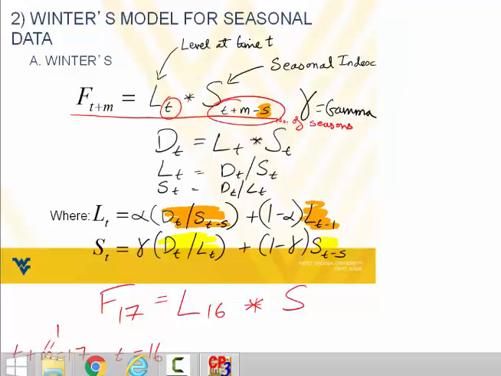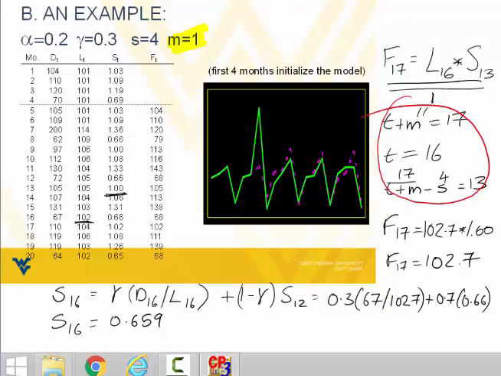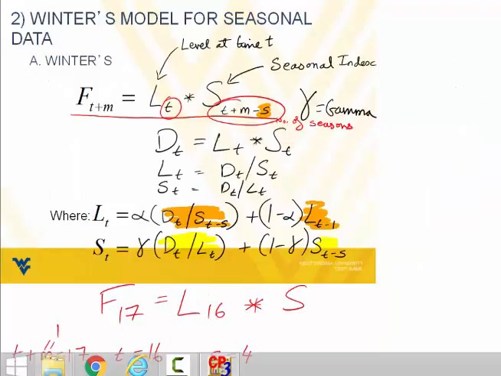I need to know my t plus m minus s, right? So I know t plus m is equal to 17. I know s is equal to what? 4. I have 4 seasons here. Remember I counted the 4 seasons over there? And it's also given to me here. So t plus m, this whole thing, is equal to 17, and s is equal to 4.